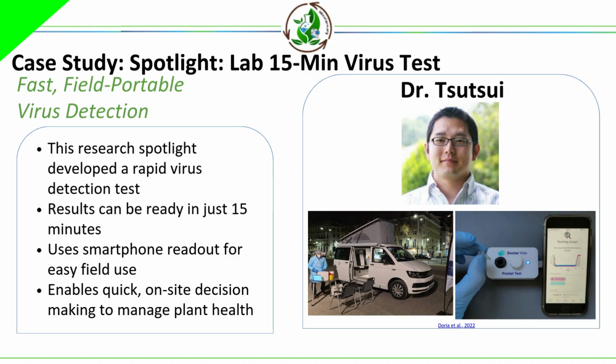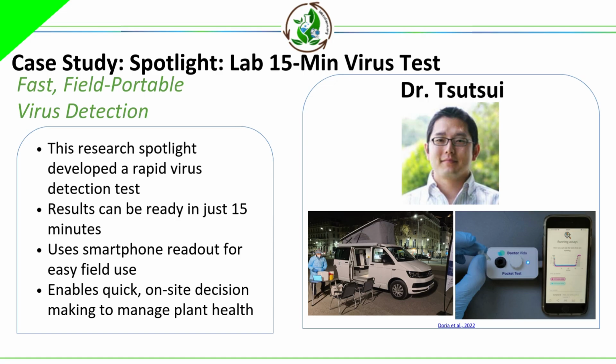This kind of tool supports real-time decision-making. Instead of waiting days for lab results, growers can test plants directly in the field, spot infections early, and act quickly to remove or manage infected plants before a virus spreads through a whole block. What's especially exciting is that this platform was originally developed for SARS coronavirus 2 and is now being adapted for plant viruses, showing how innovations in human health can cross over into agriculture.